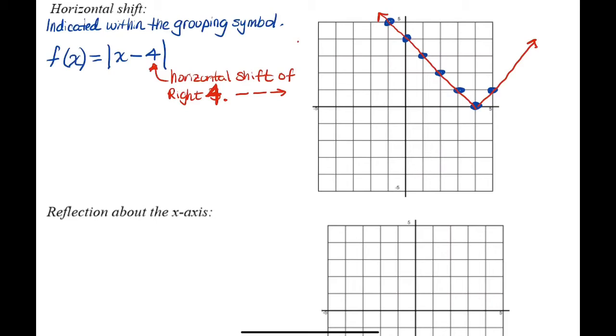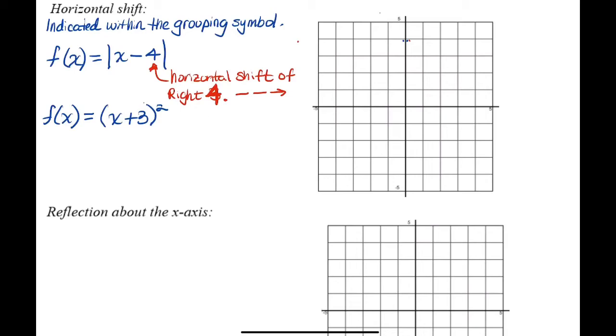Let's see if that holds up. Let's just pick a random point there and see if that works. Let's pick that point right there, which has the coordinates 1, 3. So if I put that in as an input-output, does that come out? If I put in a 1 for x, does that give an output of 3? Does it do that? And of course it does. 1 minus 4 is -3, and the absolute value of -3 is 3. So that all checks off perfectly right there. So that is your horizontal shift.